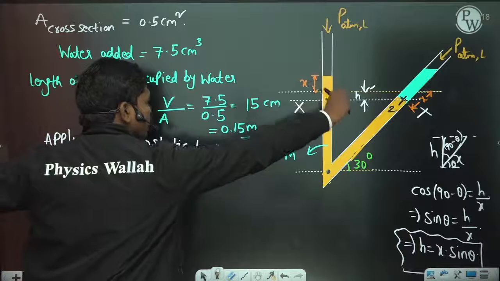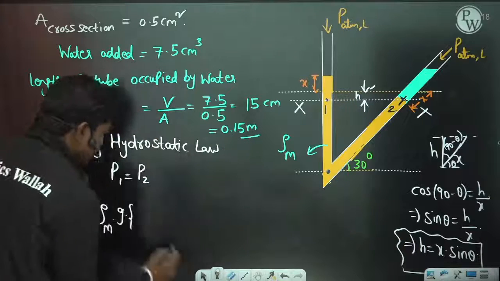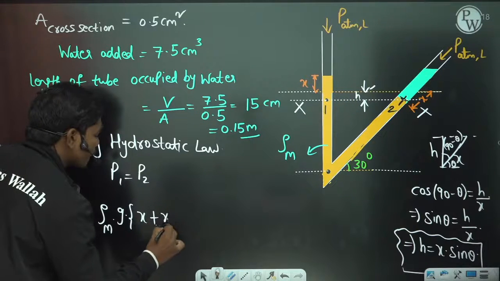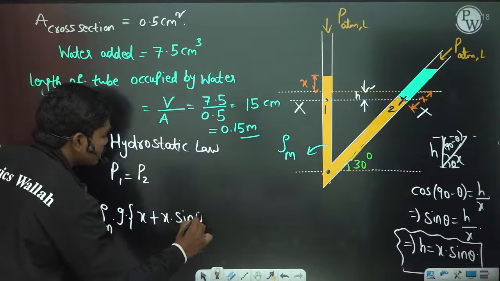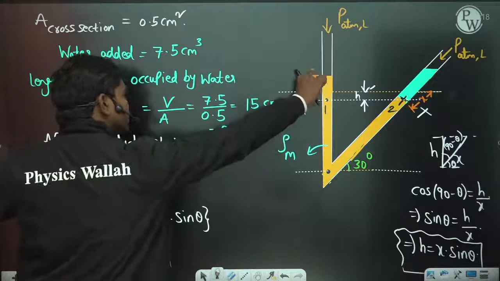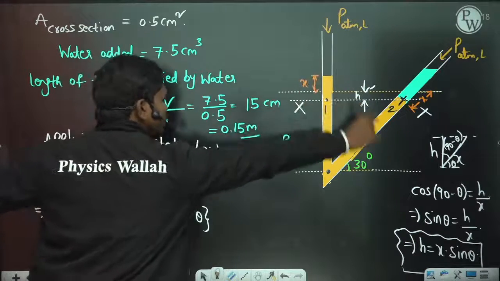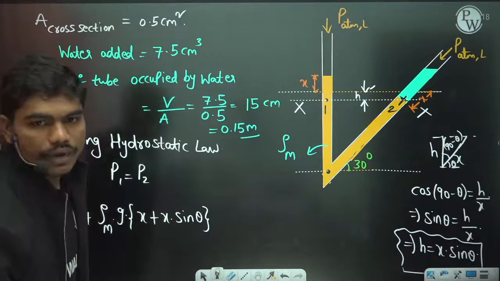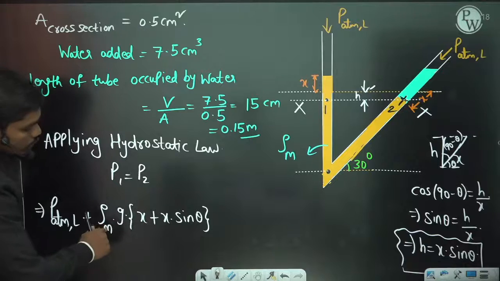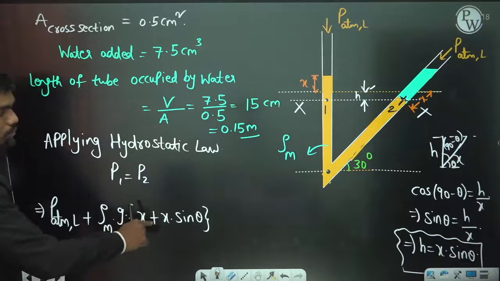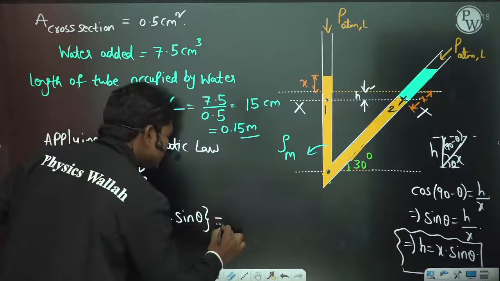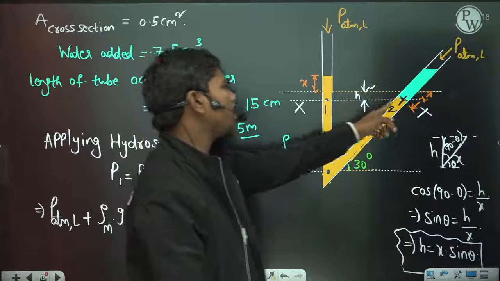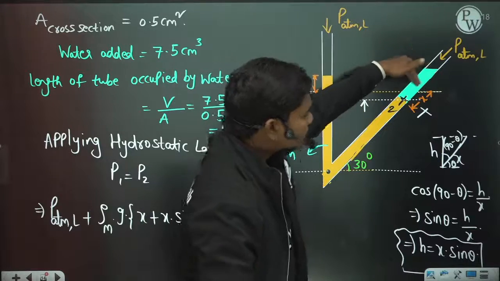This is x and this h is x sine theta. So x plus x sine theta. x is actually the increase in the limb. And this dimension we have calculated using this expression. So rho manometric fluid, g into x plus x sine theta. So this should be same as, now coming to the other side, if you see, this is completely water.